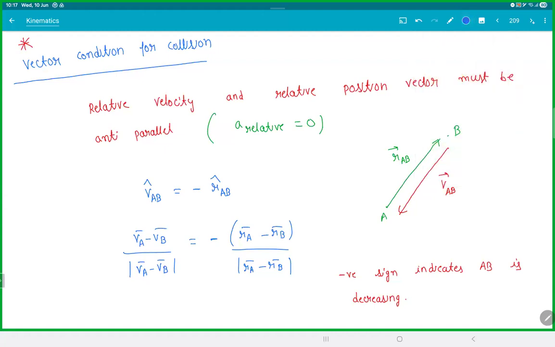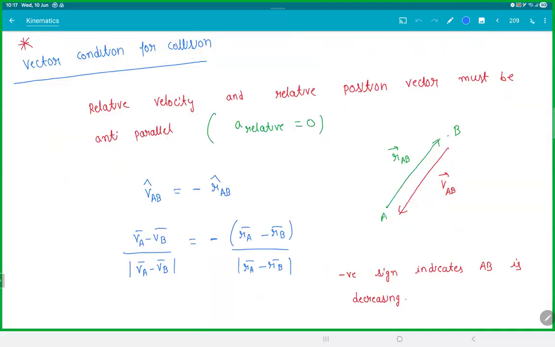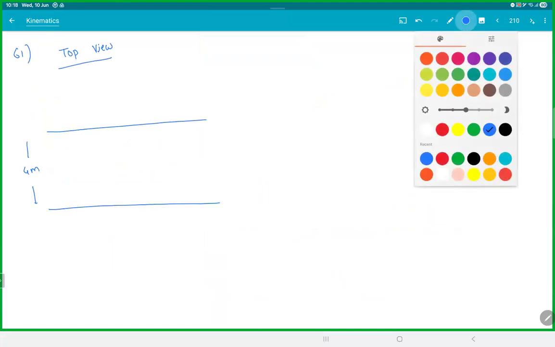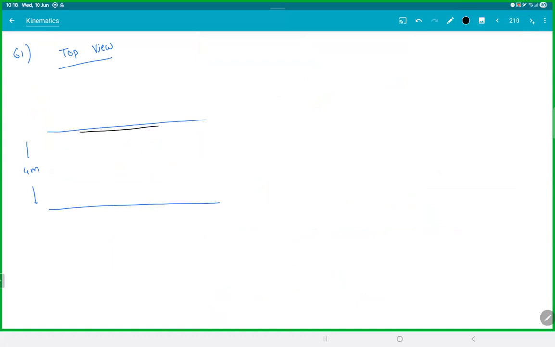Next one. Let's see one more, last one for the day. This was also a PYQ. Top view. We got a road here. The width of the road is 4 meters. So in this road, there is a bus which exactly fits the road. There is no gap. The bus is also moving with a speed of 4 meters per second.